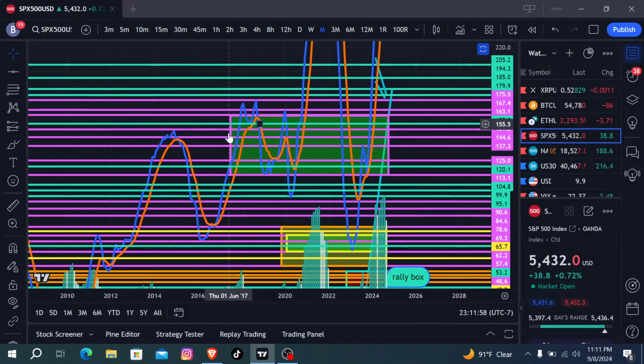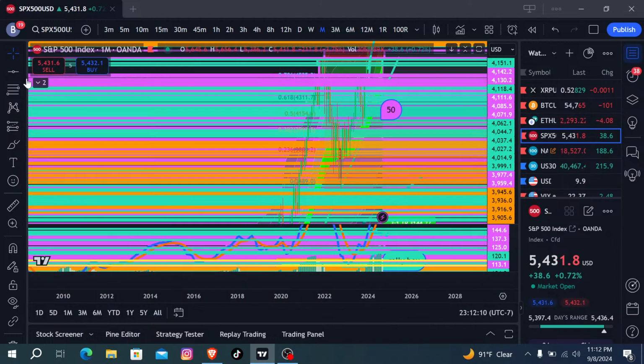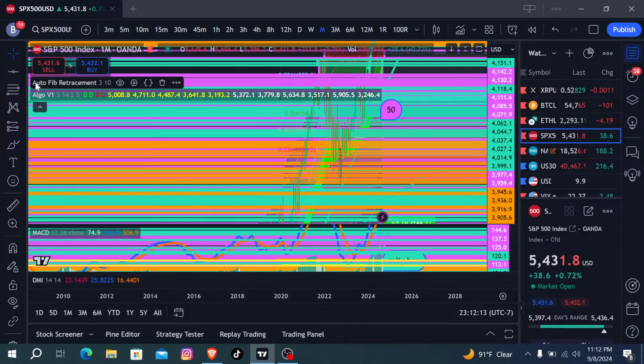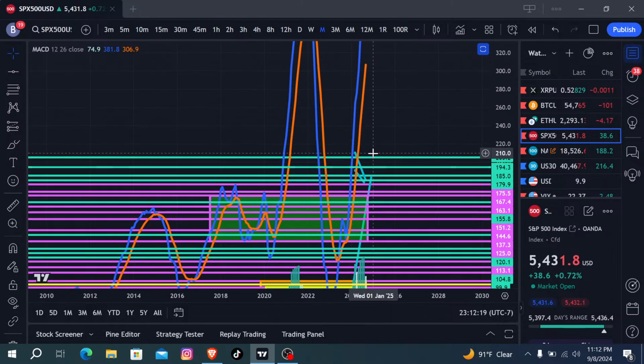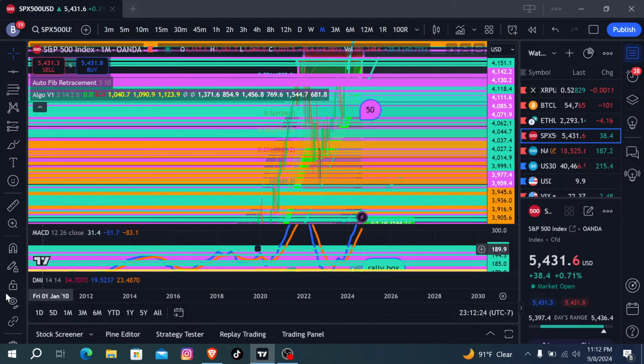I squared off the main resistance and support area, because in a way, the MACD mimics the graph of the stock.